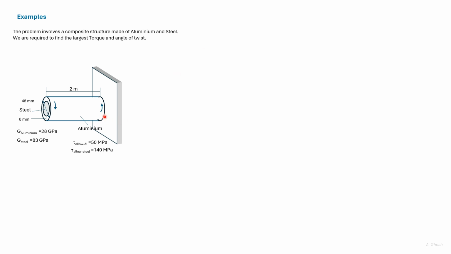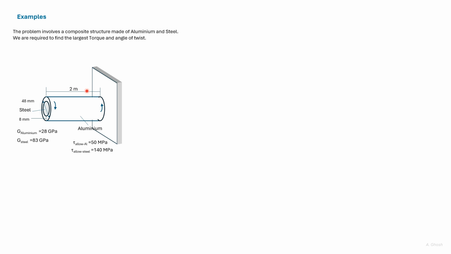Here we have a composite structure of steel and aluminum to which a torque is applied. The core of this circular bar is made up of steel and the outer sleeve is made up of aluminum. We are required to find out the maximum torque that can be applied along with the angle of twist. The modulus of rigidity of aluminum and steel are given, and the allowable stress in aluminum and steel are also given.